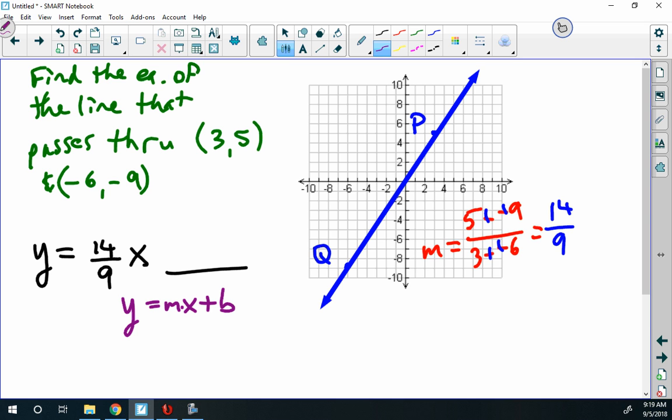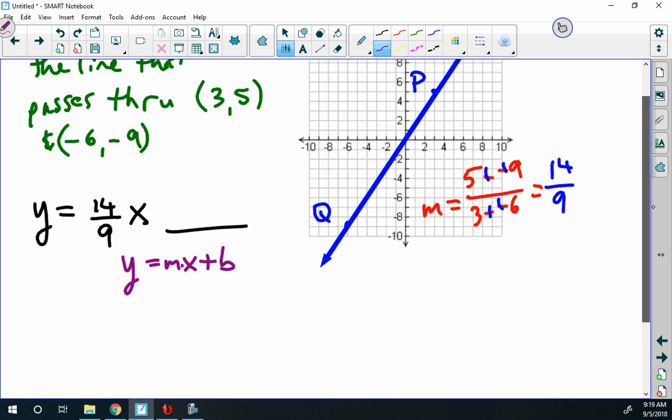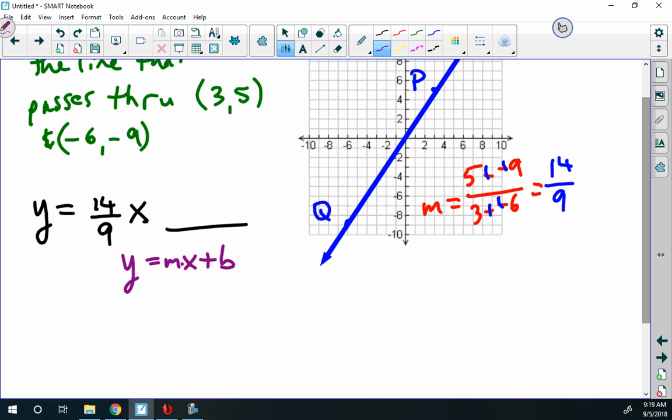Substitute. So what do we want to replace y with? Take your pick, 5 or negative 9. Okay, so instead of y, we're going to have 5 equals m. Do we know what m is? Yeah, it's 14/9. Oh gosh, fractions. 14/9 times x. It's a good thing we picked the 3, 5, because that's going to work out nice. So times x, times 3, that's 3 over 1, plus b. Okay. All right. Well, this isn't going to be that bad.